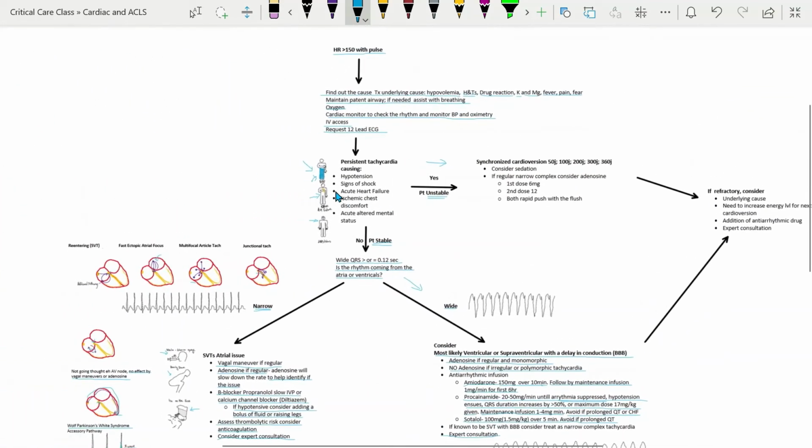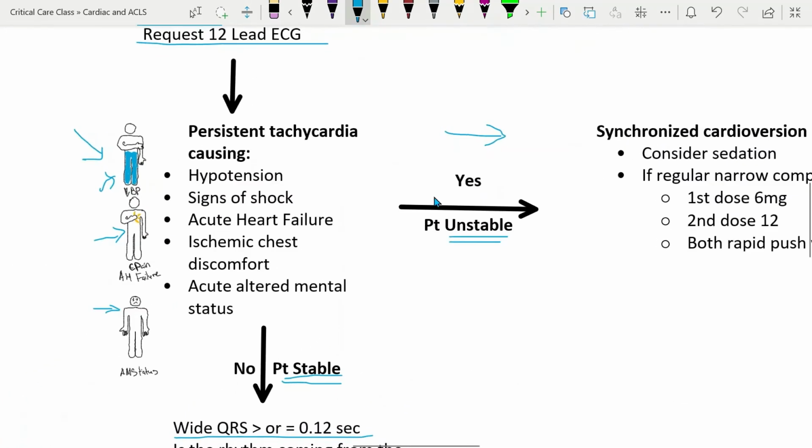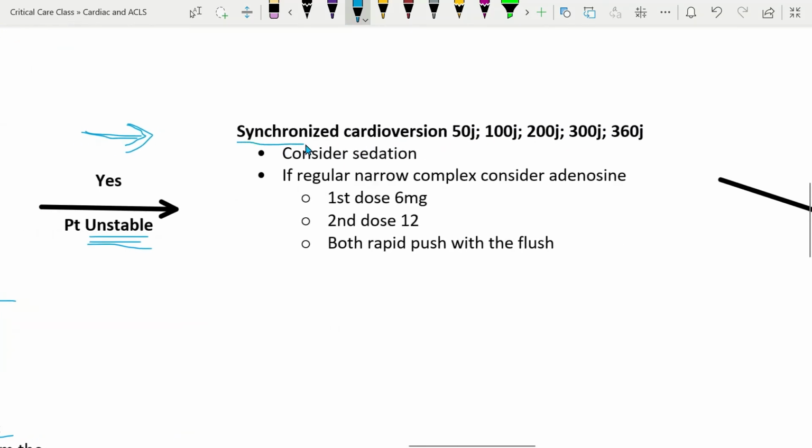Now, when determining if the patient is stable or unstable, if the patient is determined to be unstable due to the presence of hypotension, signs of shock, acute heart failure, ischemic chest discomfort, or acute altered mental status, tachycardia is treated with synchronized cardioversion, which is a delivery of electrical shock on the R wave. Shock with different joule levels can be delivered to achieve conversion to a stable rhythm. Cardioversion is painful. Some refer to cardioversion as being hit in the chest with a baseball bat. Consideration for providing sedation should be made before cardioversion.